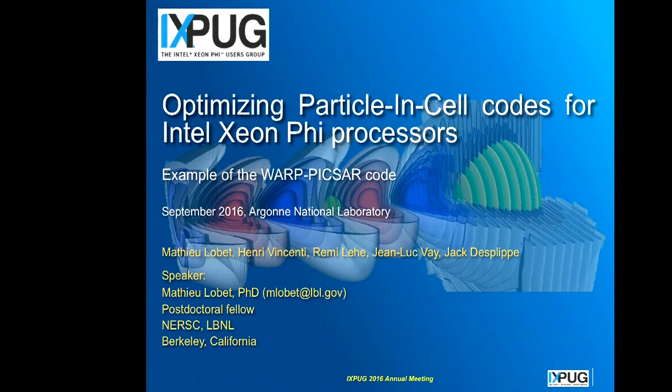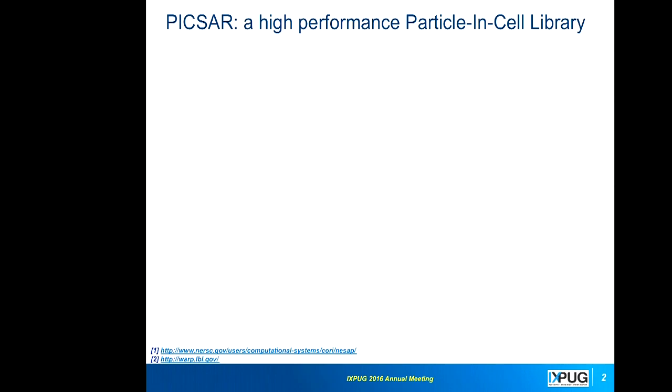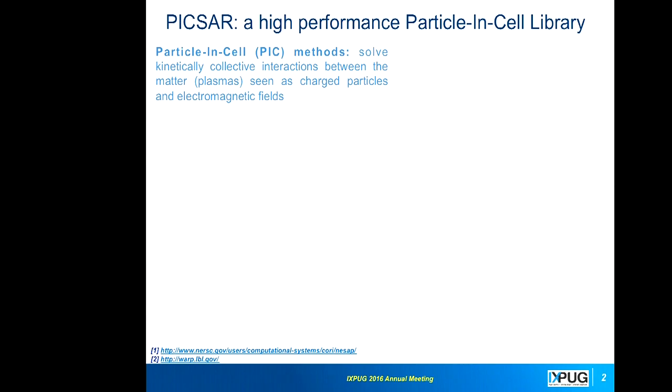I will talk about my postdoc work concerning the optimization of a particle-in-cell code called Warp. And I will explain in more detail different tricks to improve particle-in-cell codes in general. So first, what are particle-in-cell codes?